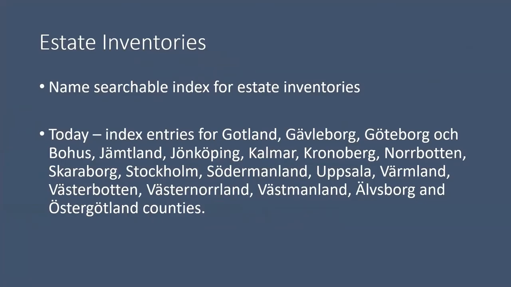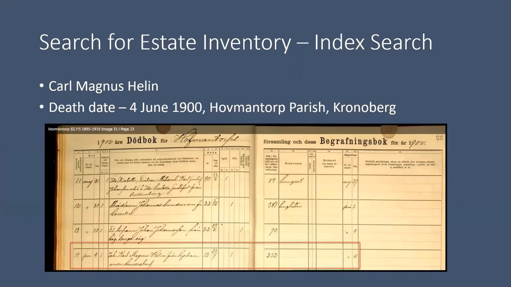Also, we're indexing the estate inventories. Within ArkivDigital, we have estate inventories for all of Sweden, beginning in the late 1600s up until 1960 for most of Sweden. Now, we're in the process of indexing these by name. It's a work in progress. But here's one. We'll look for Carl Magnus Halen, who died June 4th, 1900 in Hopmantorp Parish.